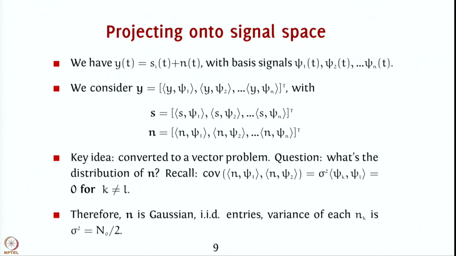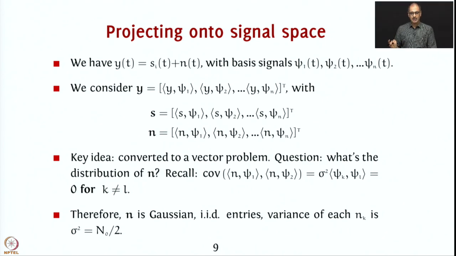So we have y of t is s_i of t plus n of t, with basis signals psi 1, psi 2 up to psi n. If we now consider the vector of inner products y comma psi 1, y comma psi 2 up to y comma psi n, transpose, this gives a set of numbers obtained by projecting y of t onto psi 1, onto psi 2 and so on. I didn't add the subscript i, but you can just assume these s's to be s_i's. So you obtain another set of n numbers by projecting s of t onto psi 1, s of t onto psi 2 and so on.